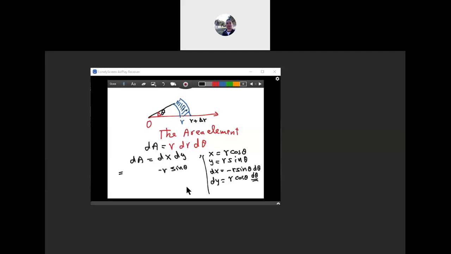This one is r d theta, right? Okay. And this part is dr, right? So this area element is exactly r dr d theta. This is r dr d theta. This is how to find the area element in the polar coordinate. But you can get this one from dx dy.